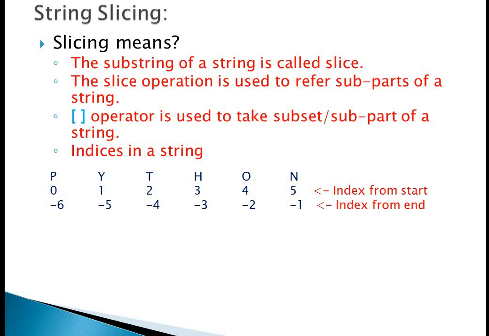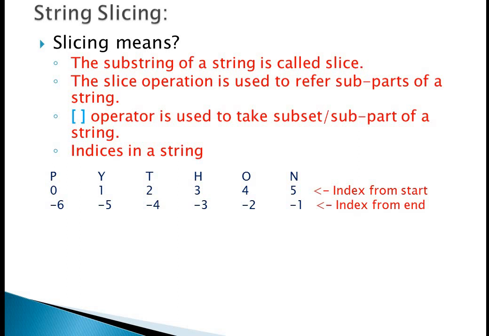Keep in mind, the positive index starts with 0 and it starts with the first letter of the string, and automatically the next letter will get the next integer value 1 and so on. H has the positive index 3 while N has positive index 5.